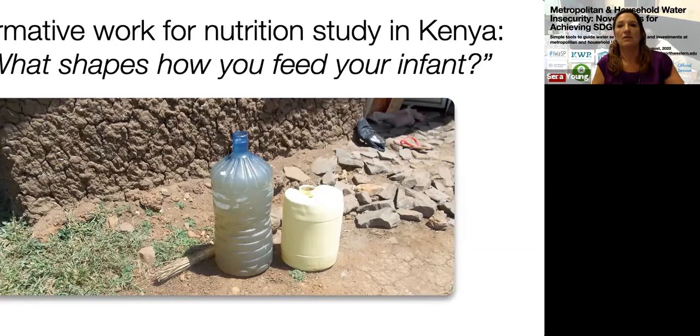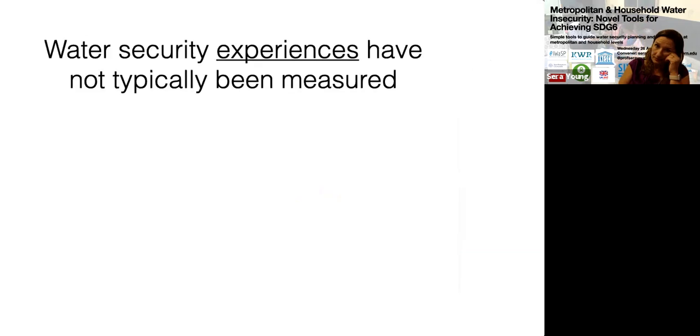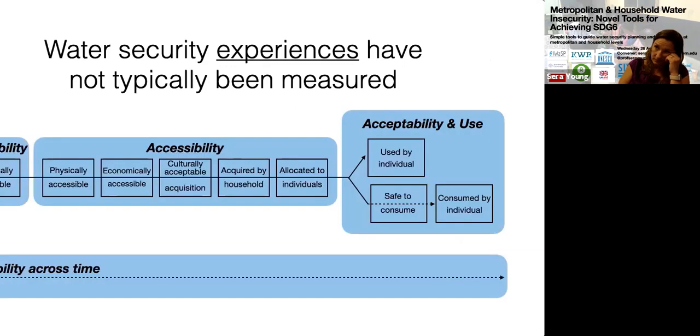Well, I was very interested in measuring water insecurity experiences, and I went to the literature to find how we could do that. Turns out there are many ways of measuring water security, but water insecurity experiences have not typically been measured. If we think about the 4 domains of water security, which are availability, accessibility, acceptability in use, and reliability across time, well, we're very good at measuring physical availability of water. We can also measure infrastructure pretty well using JMP's drinking water ladder.